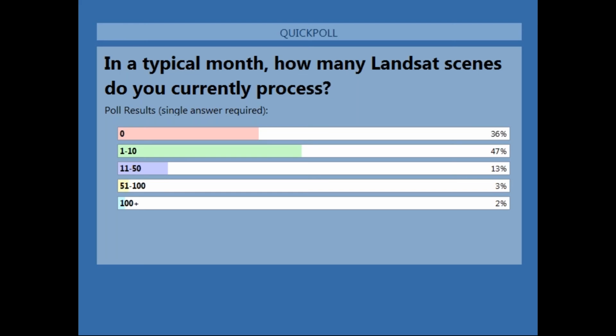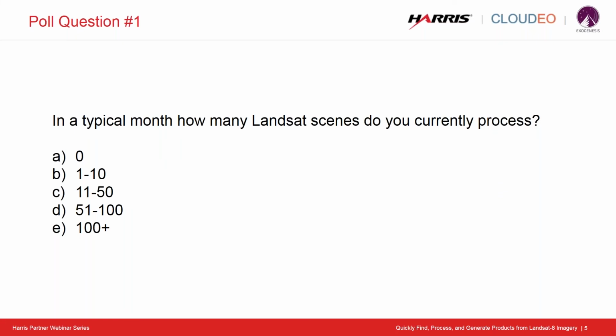L8Genesis. We also see that a large number of people processing 1 to 10 scenes, so very active in that lower level of scenes, and somebody at least 2% doing 100+ scenes. So the nice thing about the CloudEO platform running L8Genesis is that it scales to very large numbers of scenes being processed. So I think you'll be delighted at what you see today.